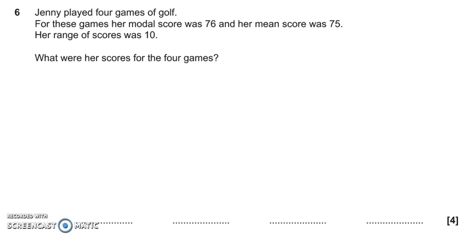So question 6. Jenny played 4 games of golf. For these games her modal score was 76 and her mean score was 75. Her range of scores was 10. What was her score for the 4 games? So let's first think about what the question is actually giving us information about.